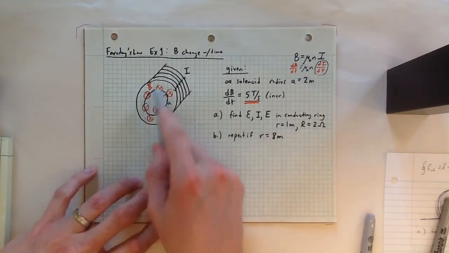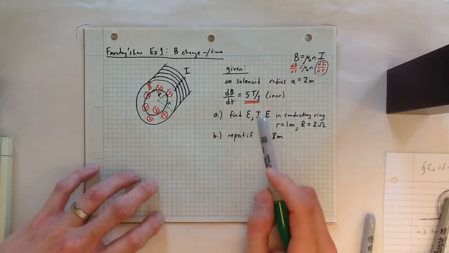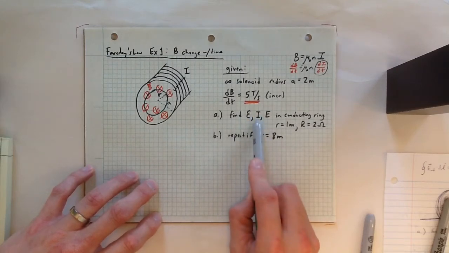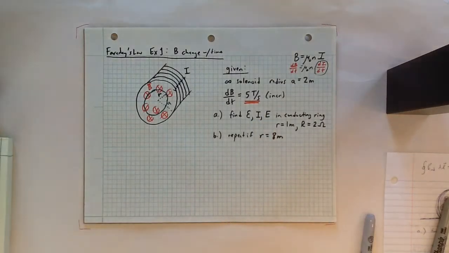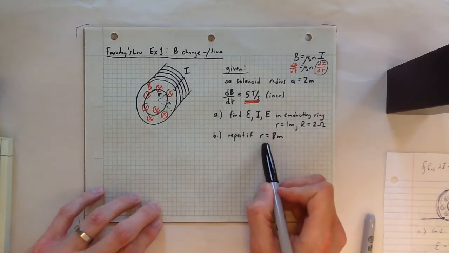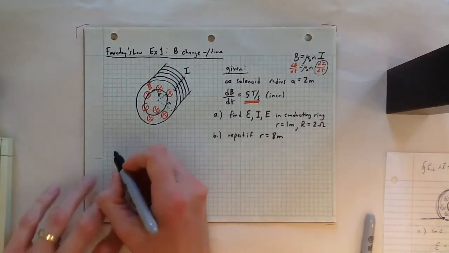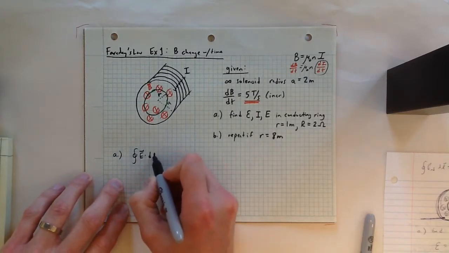It's 1 meter, so it's inside the solenoid. Its resistance is 2 ohms, and I want to find the EMF generated in that conducting ring. I want to find the current that will be induced, and I want to find the electric field that's underlying and driving that current. And so let's go ahead and we'll do that, and then we'll repeat it if the conducting ring is large, so it's 8 meters, so that would put it outside of the solenoid entirely. So first things first, let's go ahead and put down Faraday's law in its full glory here.